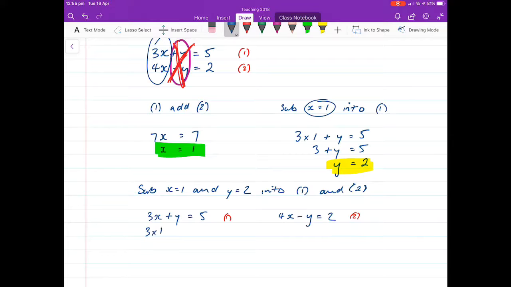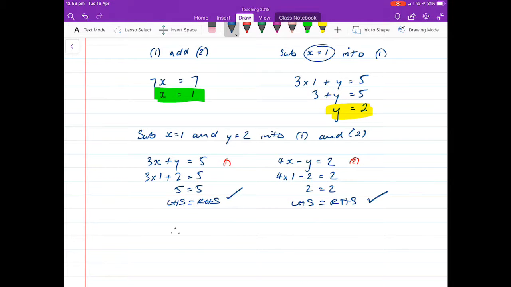We're going to come across in 3 lots of 1 plus y was 2 should give us 5. And it does. So that left-hand side equaling that right-hand side, that solution works for that equation, but it's got to work for both. So now we go across to equation 2, and instead of 4 lots of x, we go 4 lots of 1, take away y, which is 2, hopefully gives us 2. 4 ones are 4, take 2, 2 equals 2. Therefore, that left-hand side equals that right-hand side, which is a solution. To tidy up this question, therefore, the solution is x equals 1 and y equals 2.